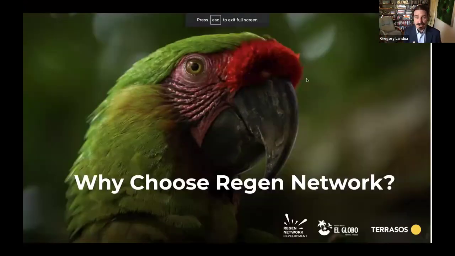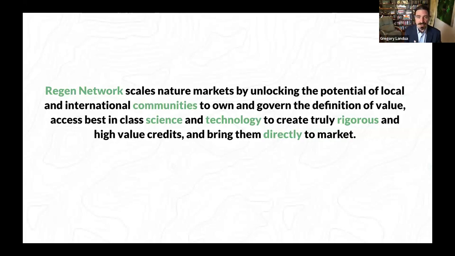As Mariana mentioned, some of the core reasons for blockchain at this intersection are really around data transparency, governance, and democratization. So Regen Network's mission is to help scale nature markets by unlocking the potential of local and international communities to own and govern the definition of value and access best-in-class science and technology in order to create truly rigorous and high-value credits and bring them directly to market in a disintermediated way, exactly as we're doing with Terrasos. So it's really a dream come true to have this partnership.